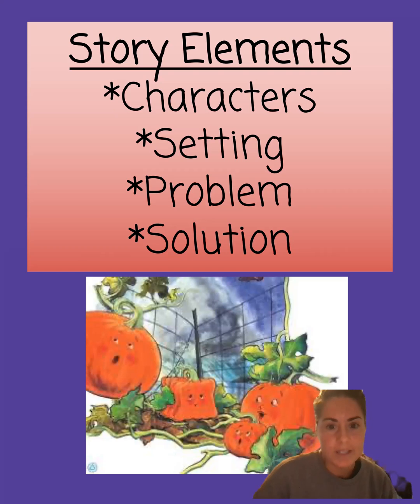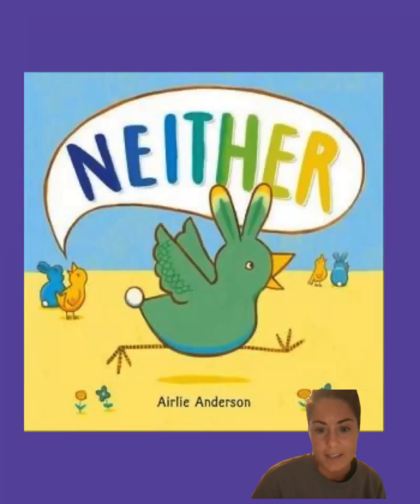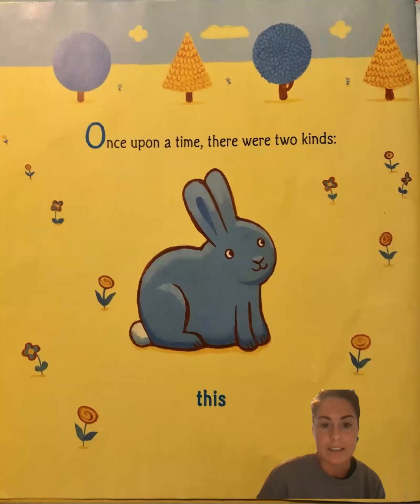So our story elements, or the parts that we're going to be looking for in our story today, there's character, setting, problem, and solution. Okay, here's our story. It is called Neither. And I wanted to be in the story today because I did want you to pay attention to the details in the story, and what makes the characters different. There's going to be a lot of characters, okay? First, I want to tell you that the author and illustrator is Arlie Anderson, and here's the book, Neither.